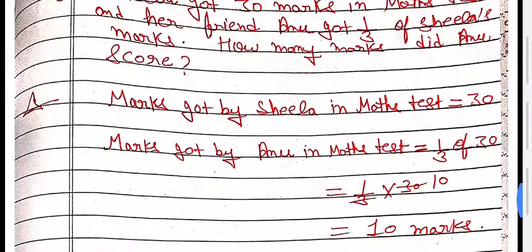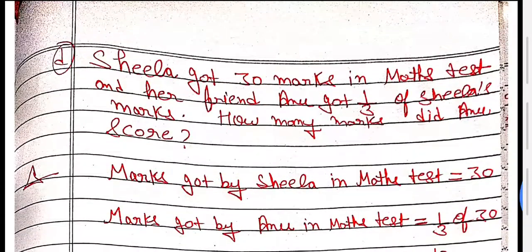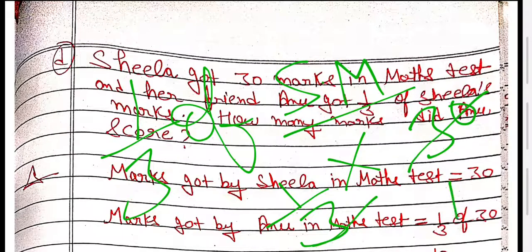Now I am explaining it in words. Marks got by Sheila in the math test is 30. Then marks got by Anu in the math test: the fraction of marks got by Anu is 1/3. So you can write here 1/3 of what? It is told that her friend Anu got 1/3 of Sheila's marks. So you write 1/3 of Sheila's marks. Then 1/3 of means multiply by Sheila's marks. Sheila's marks is 30. Simply calculate, what will you get here?